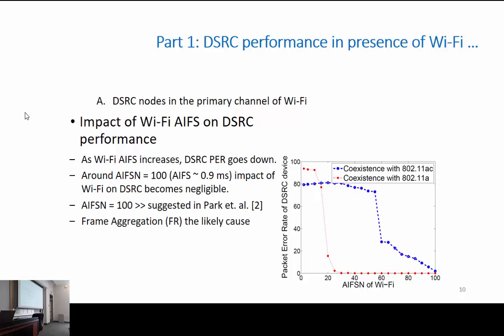frame aggregation, because the current Wi-Fi devices, once they get access to the channel, they occupy the channel for a really long amount of time. So okay, fine, it may take a lot of time for it to get access to the channel initially, but once it gets access to the channel, it holds on to it for a really long time. So because of that, you have to make it really large so that it doesn't get access to the channel even once, because of which you really need a large AIFSN for proper coexistence between 802.11ac and DSRC.